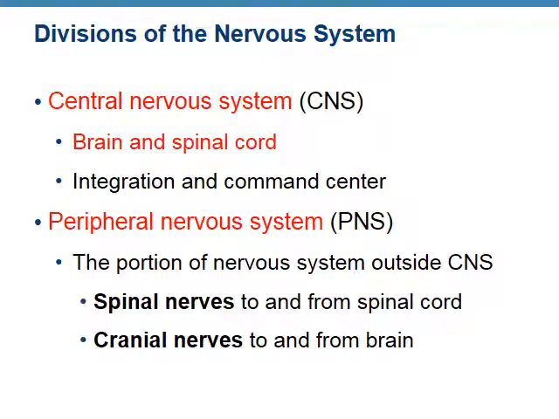So we have two major divisions of the nervous system. We have the central nervous system, which encompasses the brain and the spinal cord, and then we have the peripheral nervous system, peripheral on the outside. This is the portion of the nervous system that sits outside of the central nervous system. The peripheral nervous system would be the spinal nerves that come out of the intervertebral foramen of your spinal column. The peripheral nervous system we can break into spinal nerves and cranial nerves.